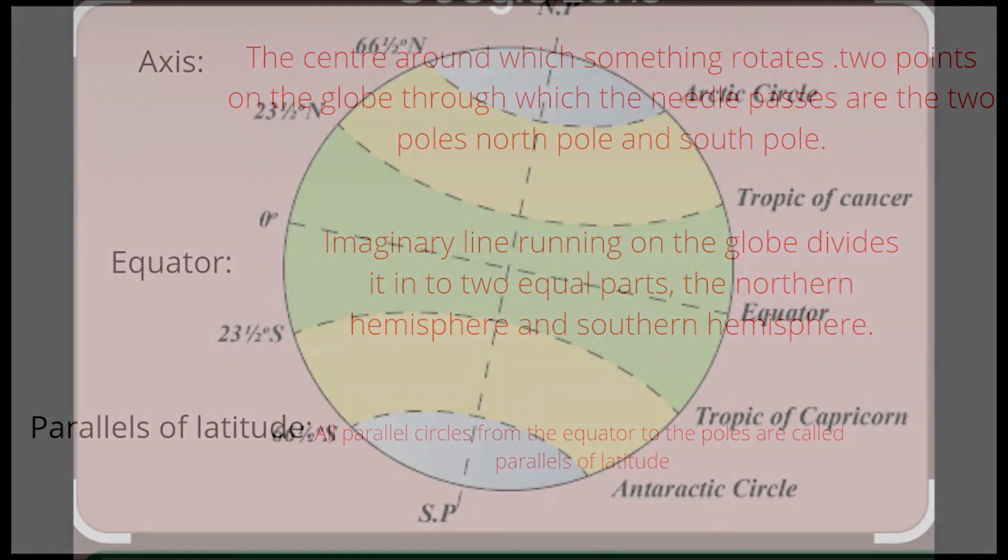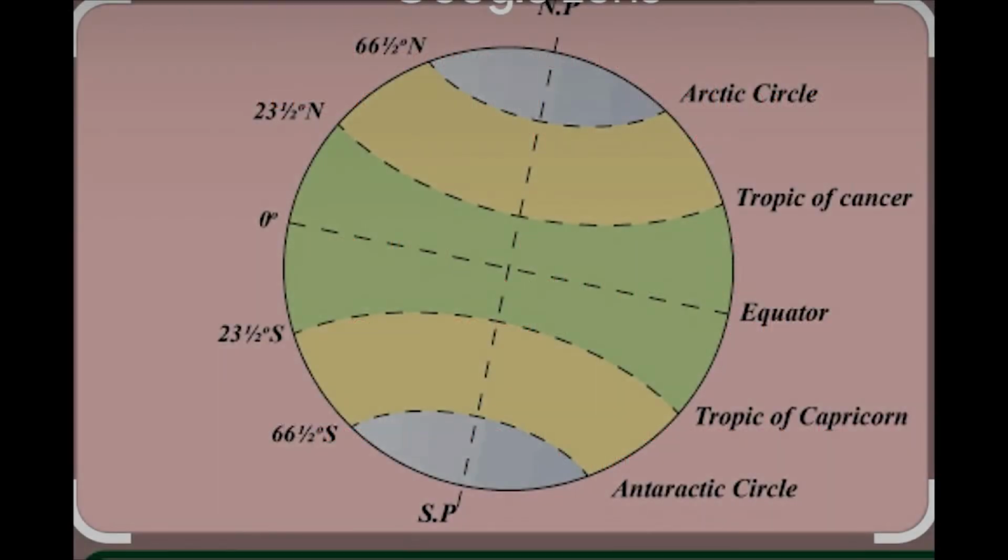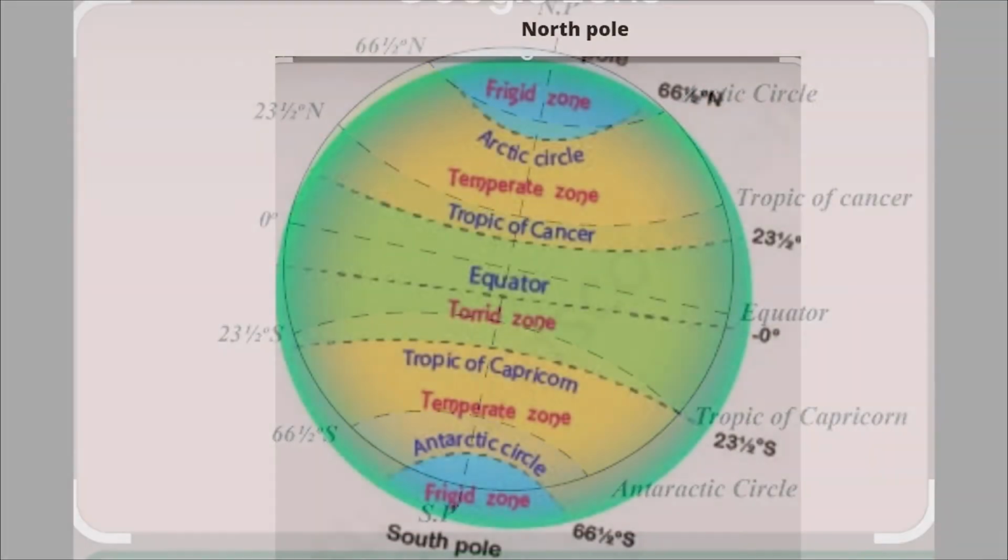The next topic: important parallels of latitude. In the image, you can see the Tropic of Cancer, which is present in the northern hemisphere, north of the equator, and the Tropic of Capricorn, which is 23.5 degrees south of the equator. The Arctic Circle is at 66.5 degrees north of the equator, and the Antarctic Circle is at 66.5 degrees south of the equator. Remember all these degrees and the names of these four important parallels of latitude, they are very important.